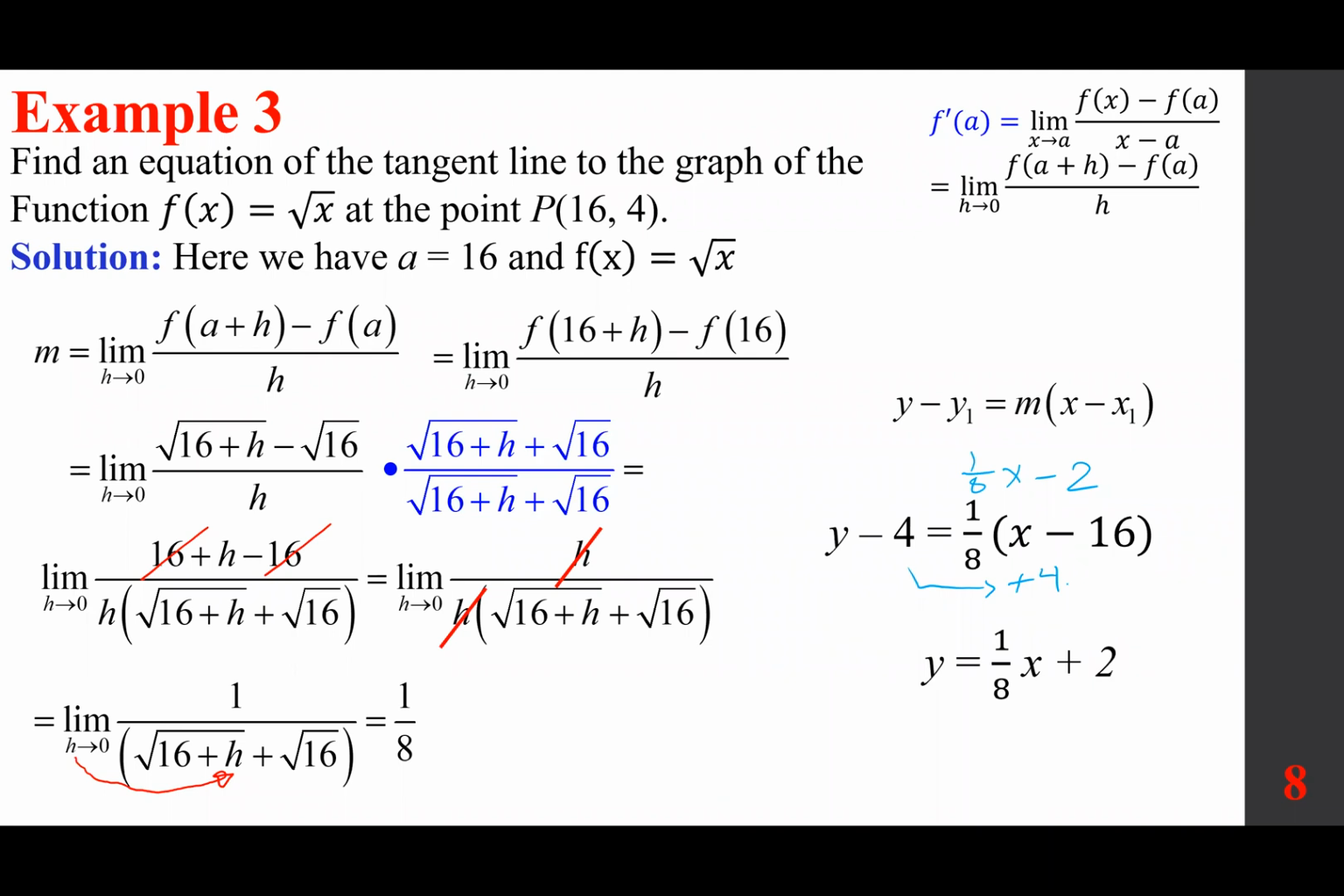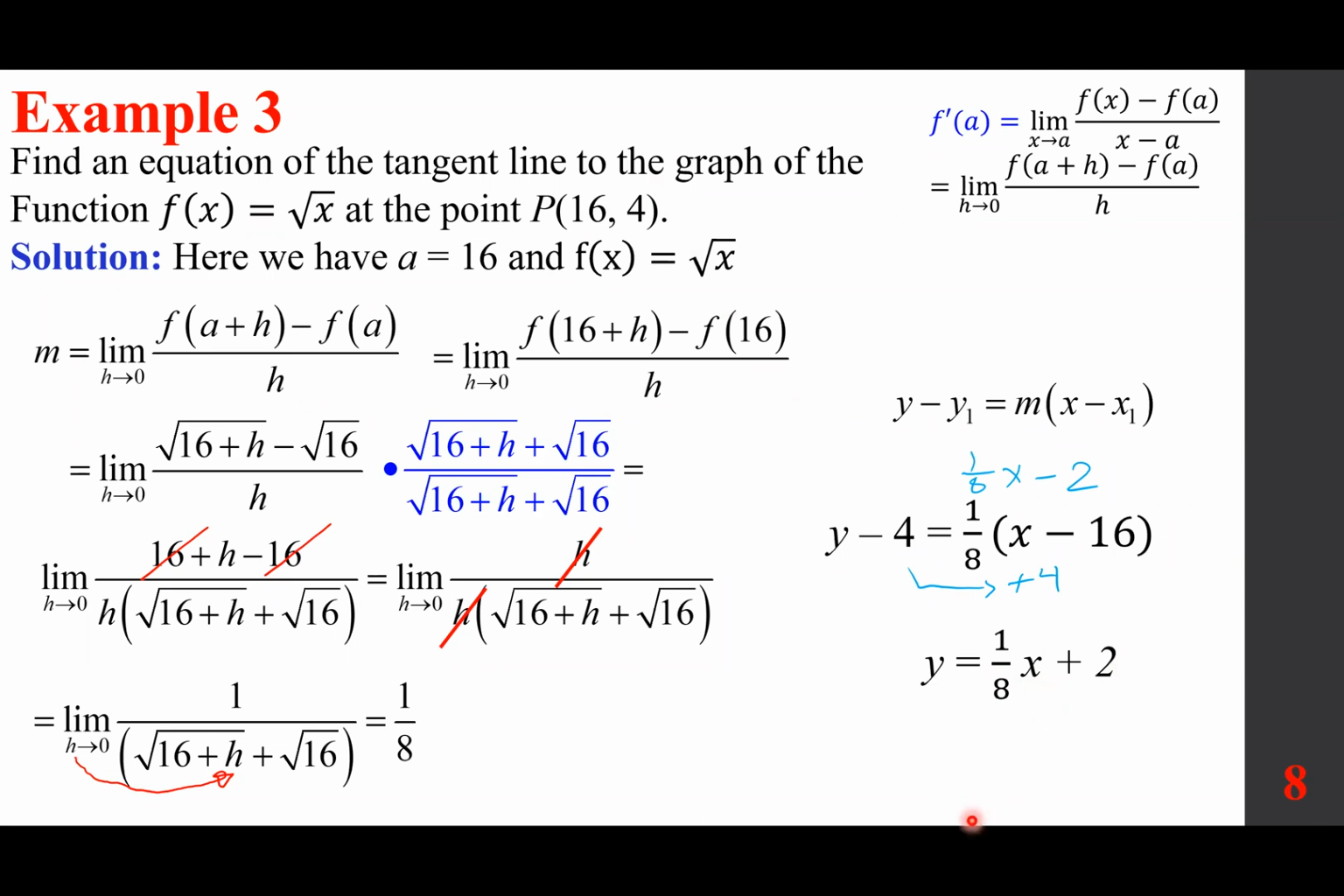In other words, this pair satisfies the function. Okay, this pair is supposed to satisfy the equation of a tangent line. If you plug in 16, 1/8 of that, 2 plus 2 is 4. It should work out. Okay, so that's another way of checking it.